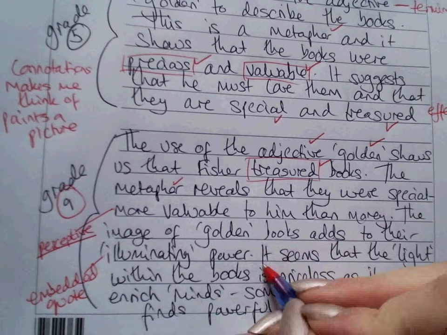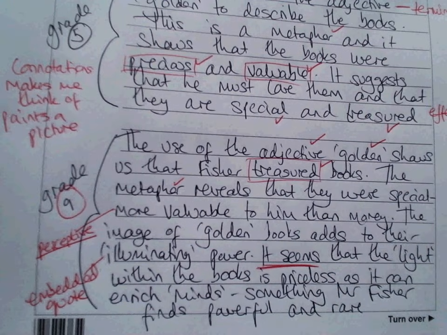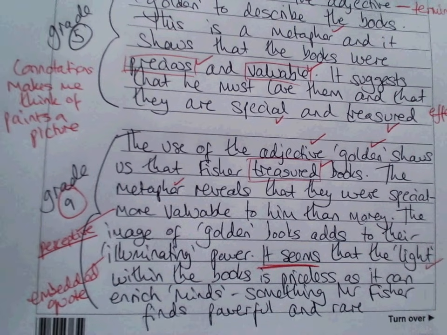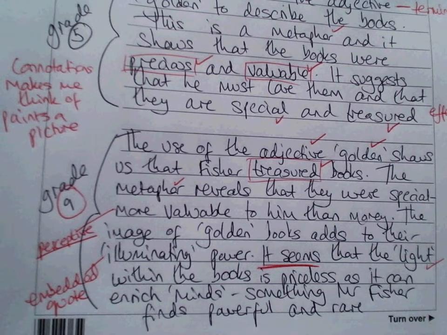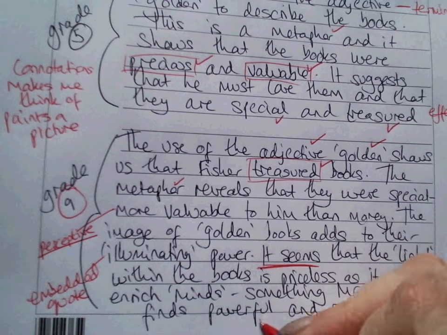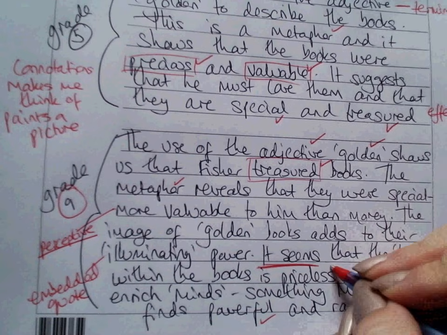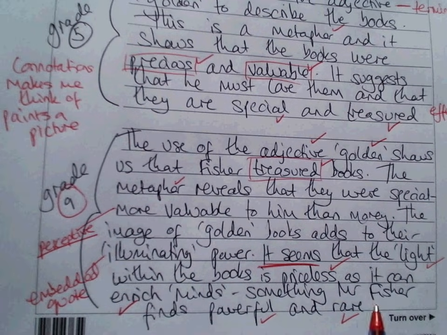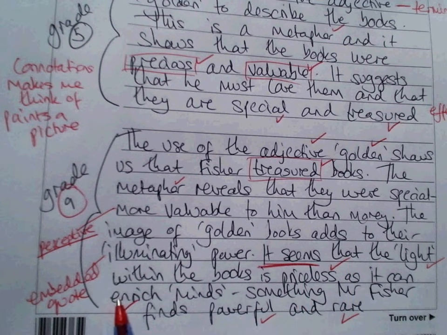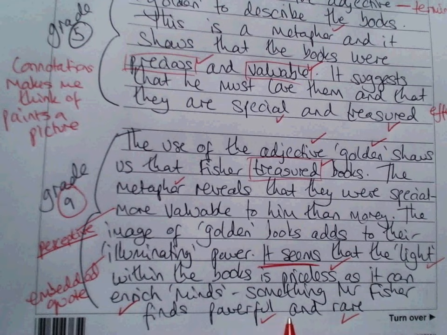Again, people think grade 9 is about really, really fancy expression. It seems is a really good little sentence starter to introduce an idea you've got about a word or about a technique. It seems that the light, and again we have the idea of the light, another embedded quote, within the books, is priceless as it can enrich minds, something Mr. Fisher finds powerful and rare. So if you look at where I'm ticking, I'm ticking around it's priceless, it can enrich minds, it's powerful and rare as well.